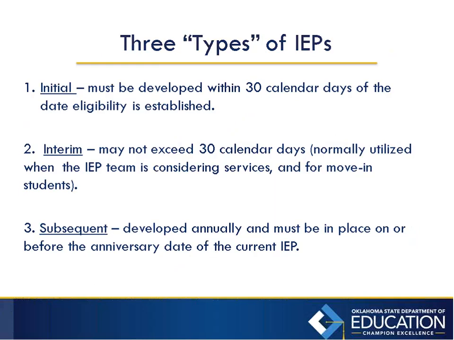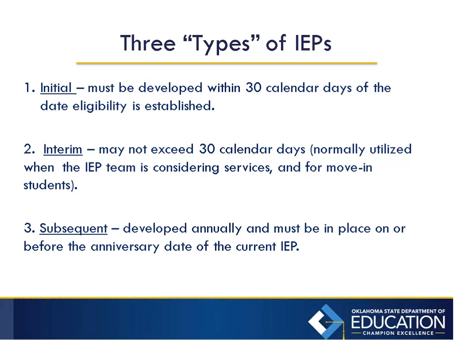Three types of IEPs would be the first, initial IEP, when the student becomes initially eligible for special education services. The team has an eligibility meeting. After the team has determined that the student is eligible for special education services, an initial IEP will be developed within 30 calendar days.